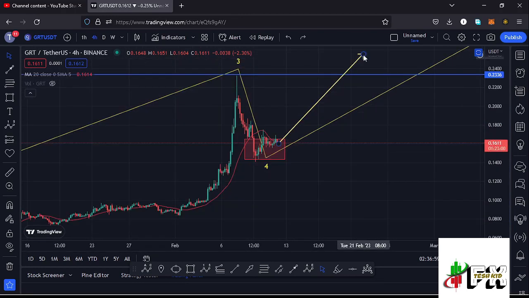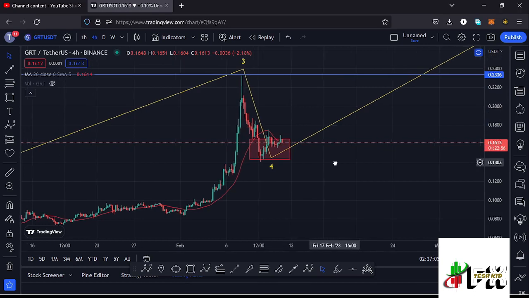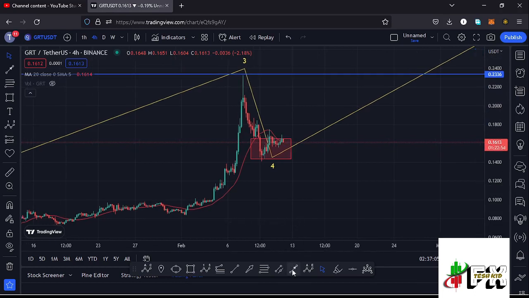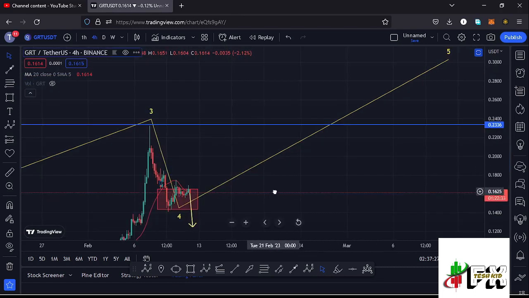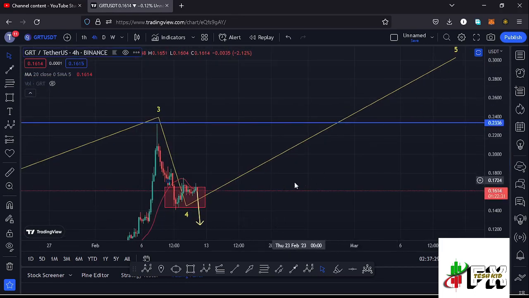But in case we continue holding below the 20-day MA here on the 4-hour chart and it continues acting as resistance, then there are chances that GRT might continue pushing even lower. And in case we see a new low below the low that we made at around the $0.1415 mark in the formation of that wave 4, then that would suggest that the new low that we make is the low for that fourth wave to the lower side, and then from there we can expect a massive bounce to the upside in the formation of that wave 5.